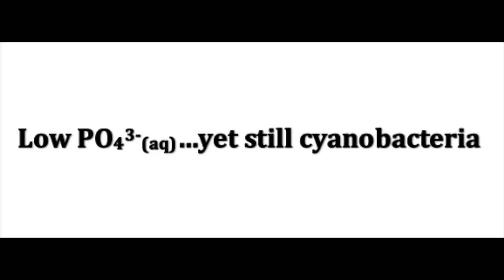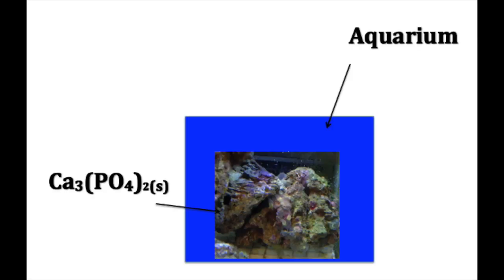Generally the signs are a deep red, carpet-like algae called cyanobacteria. Cyanobacteria covers rock, glass and in extreme cases corals. If you have a low phosphate concentration yet still have cyanobacteria, it means the cyanobacteria is using phosphate in the form of tricalcium diphosphate, which is latched onto your rock in order to grow.